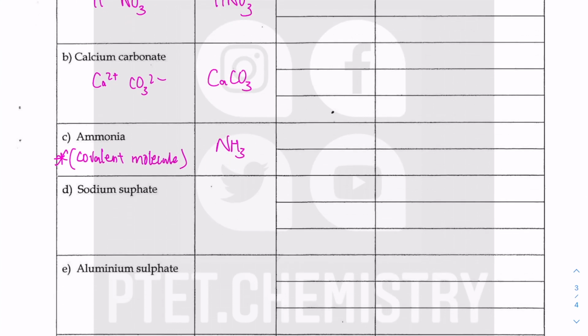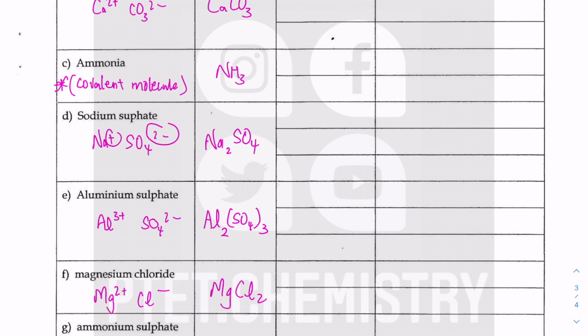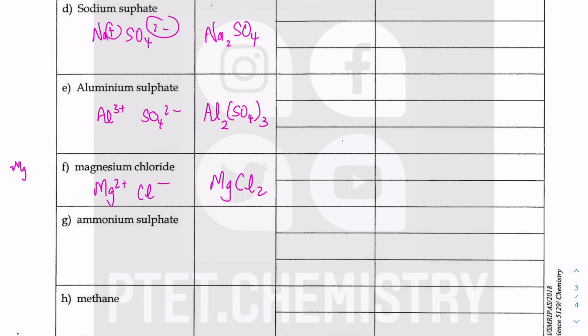Okay. Sodium sulfate, Na+, SO4 2-. Make sure you always check that your ions get balanced out. The plus one does not balance 2 minus. Aluminium sulfate, Al3+, SO4 2-. So I have Al2 and then bracket SO4 3 times. Magnesium chloride, so that is just MgCl2 because you have Mg2+, Cl-, plus 2, minus 1. You bring down the numerical value, so you have 2 of the Cl-, MgCl2.